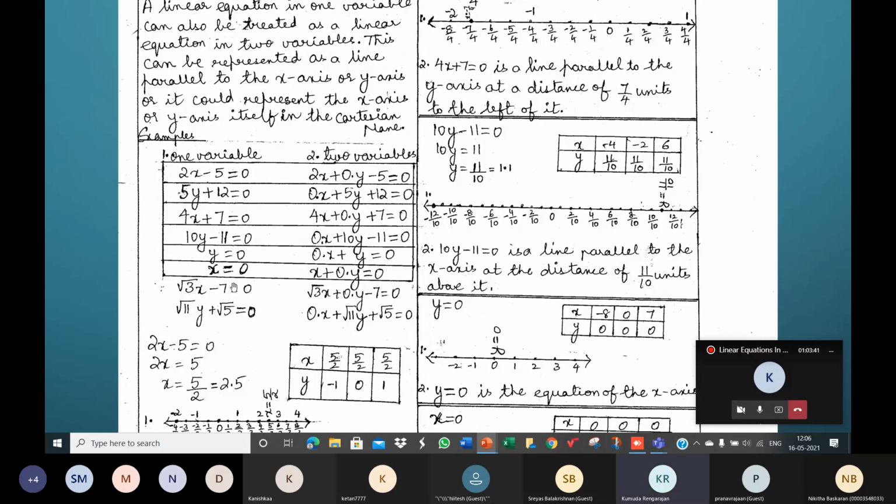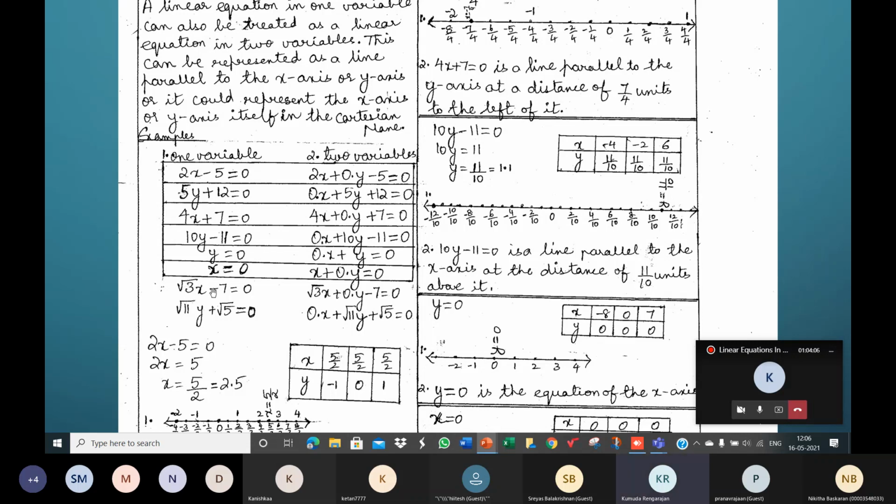So when you look at this one, root 3x minus 7 is equal to 0. Root 3x, x is the variable. It's not root of 3x. It's root 3x. The power of x is 1. Linear. The coefficient of x is root 3. That's okay. It's a real number.